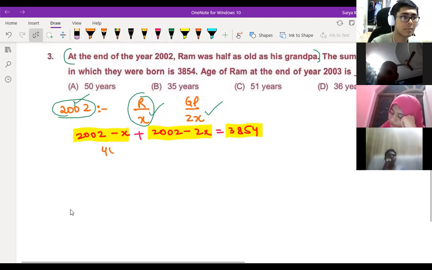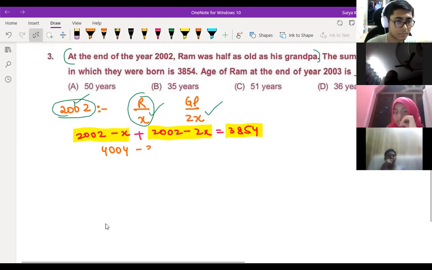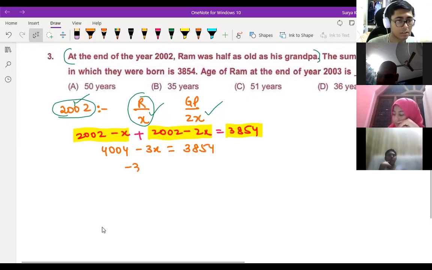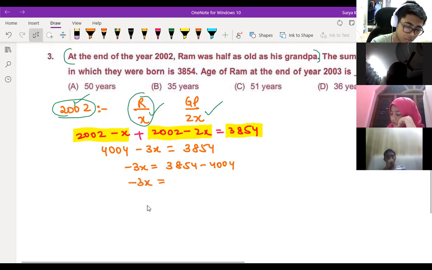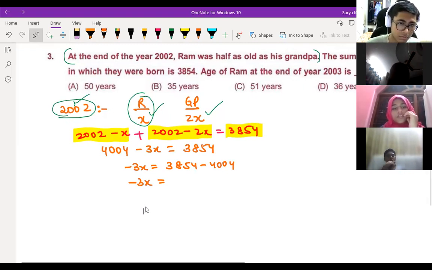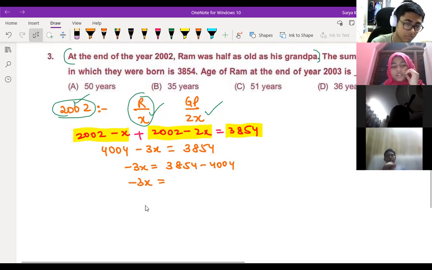Next, children, you can solve easily. 2002 plus 2002 means 4004, minus 3x is equal to 3854. So minus 3x is equal to 3854 minus 4004. Now on subtraction, what do you get? Minus 3x is equal to minus 150. So now the minus will get cancelled. You'll get x is equal to 50.